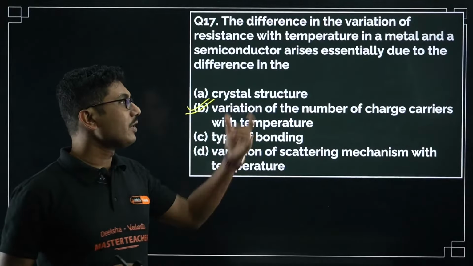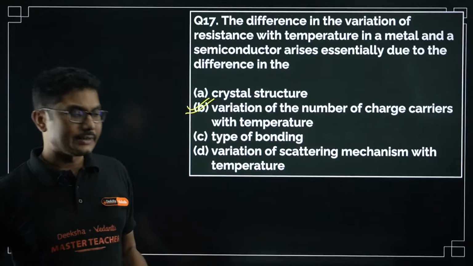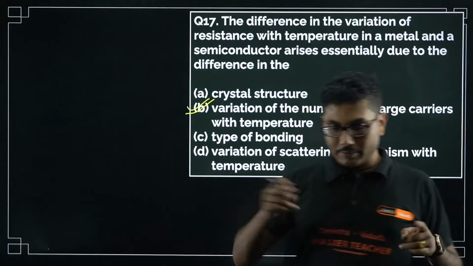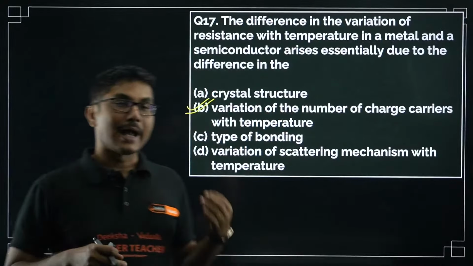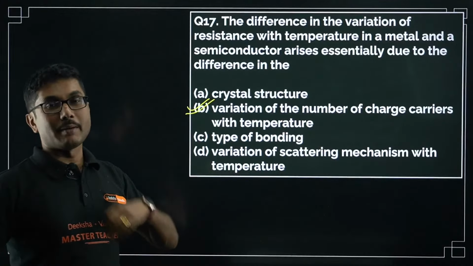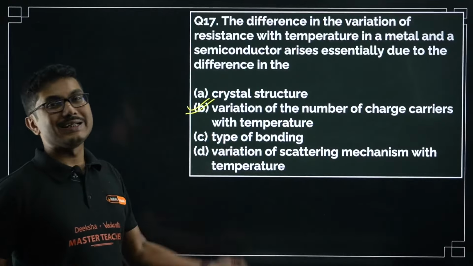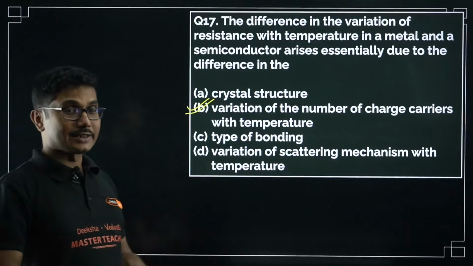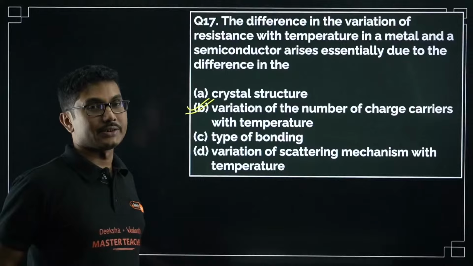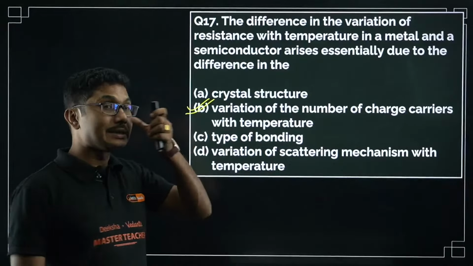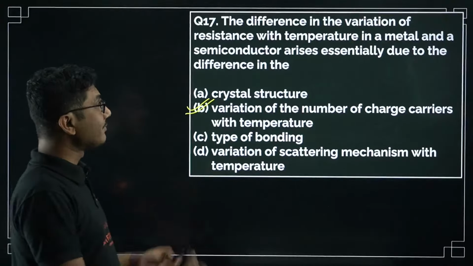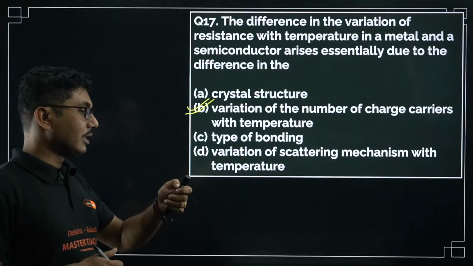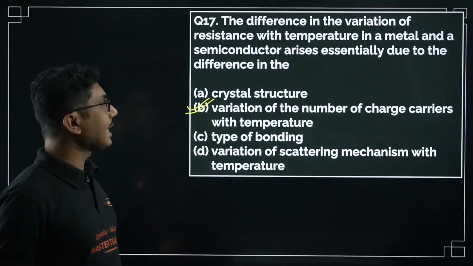Whereas in semiconductors, as you increase the temperature, there is a lot of bond breaking, and because of the bond breaks, the number of free electrons available increases with temperature. So the variation is in the number of charge carriers. Charge carriers means those who can carry the charge, free electrons. That number increases for semiconductors. So that is why there is a difference between the temperature coefficient of semiconductors and metals.